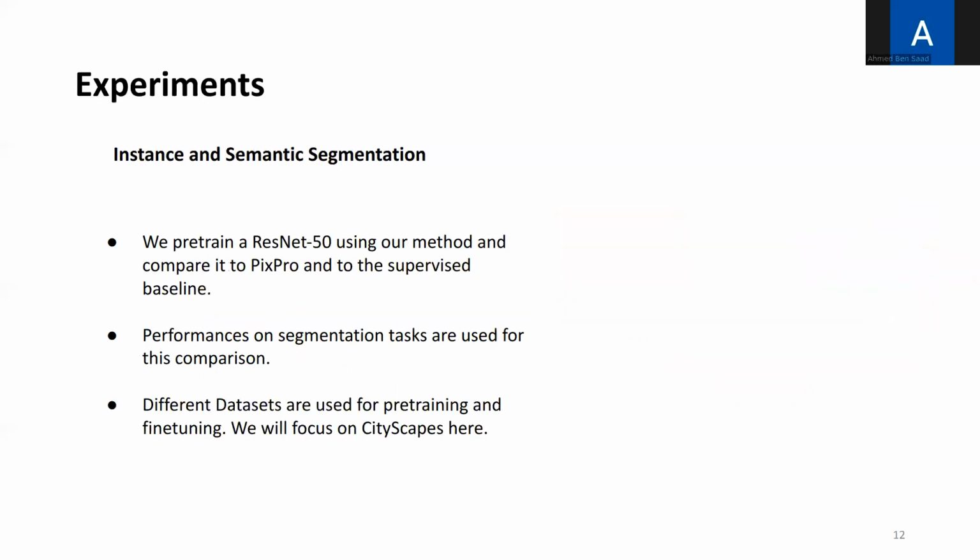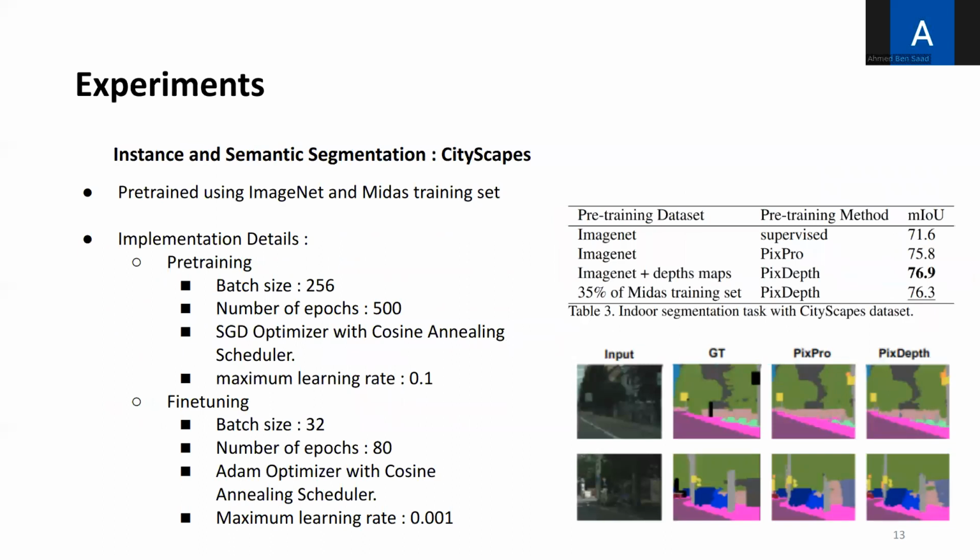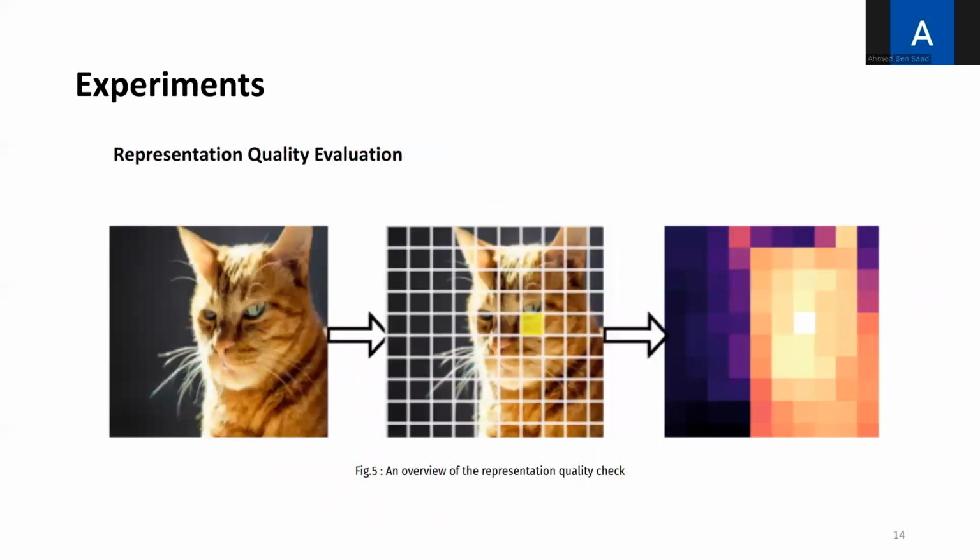For experiments, we use the ResNet 50 as an encoder to train our method and compare it to PixPro and to the supervised baseline. Performances on segmentation tests are used for this comparison, and different datasets are used for pre-training and fine-tuning. All the results and datasets can be found in the paper. In this presentation, we will focus on Cityscapes, where we observe an increase in the IoU when we fine-tune the weights obtained by PixDepth.